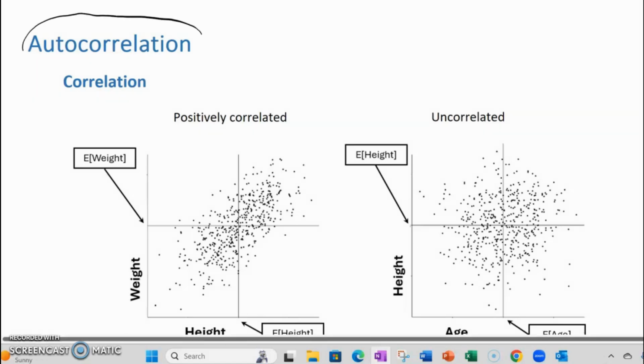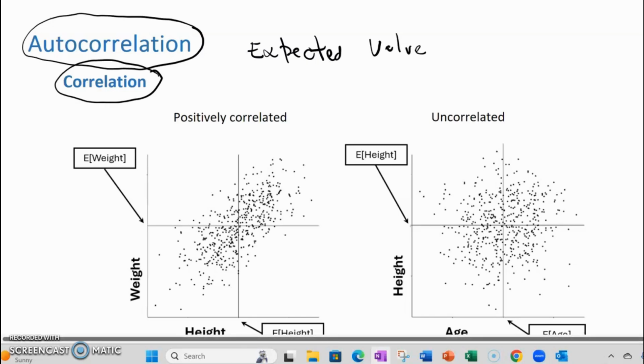This video is all about autocorrelation, but I want to begin by explaining correlation. I'm going to do that by example, and I'm going to rely quite heavily on this concept of expected value.